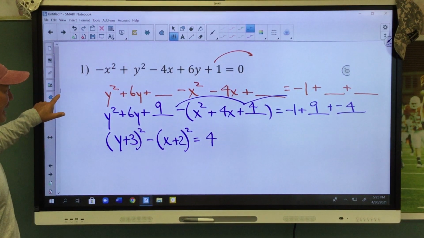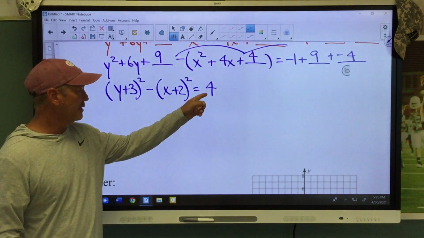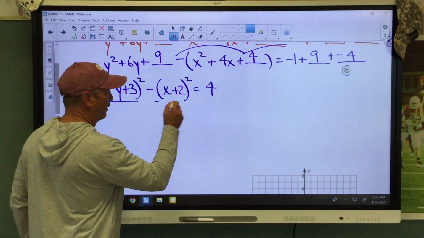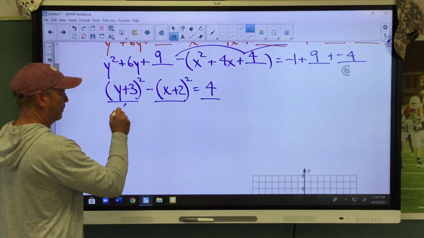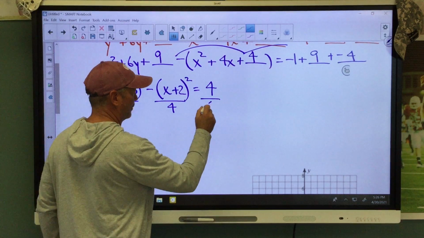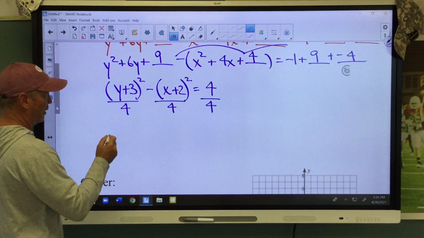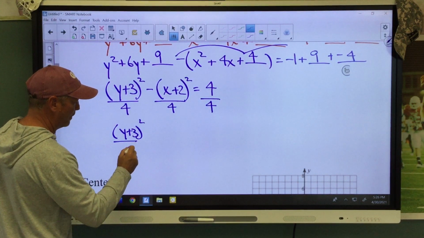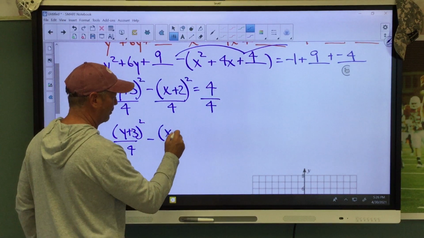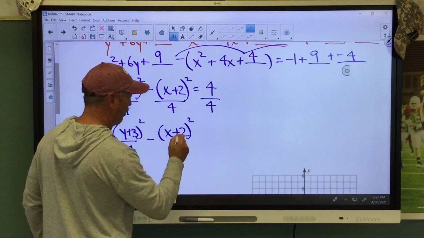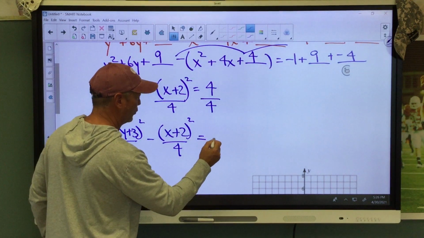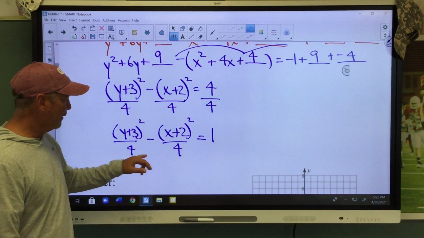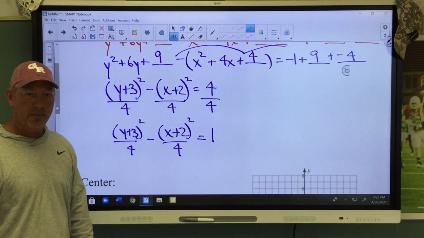Okay? But just like an ellipse, I need this to be equal to 1. So to get there, we're going to divide every term by 4. And that will leave us with (y plus 3) squared over 4 minus (x plus 2) squared over 4 equals 1. Don't panic. It's okay if they are the same number in the denominator.